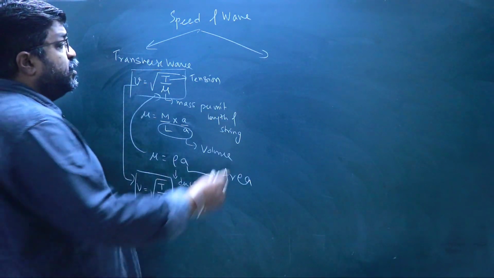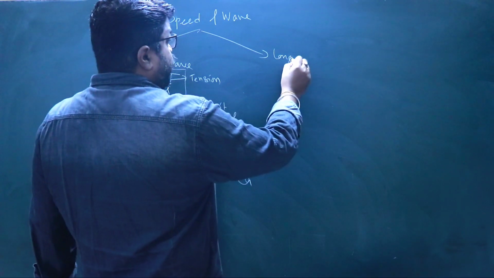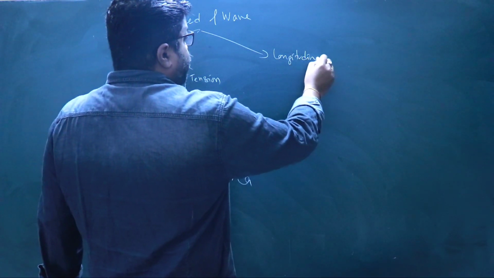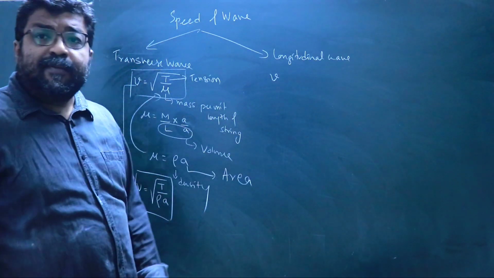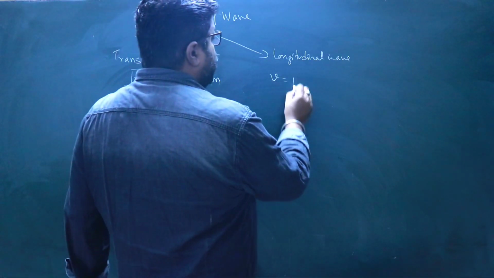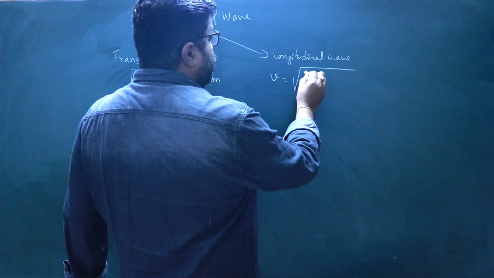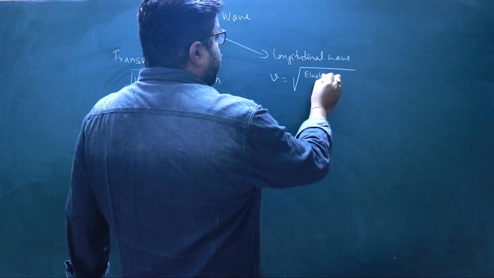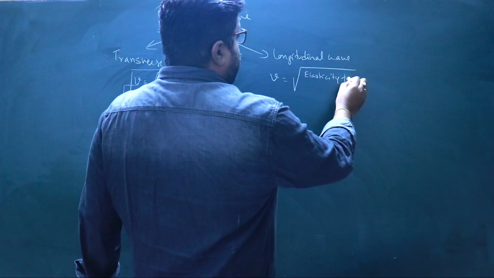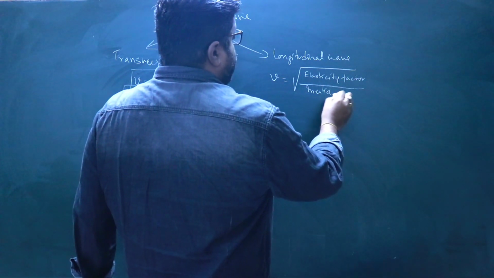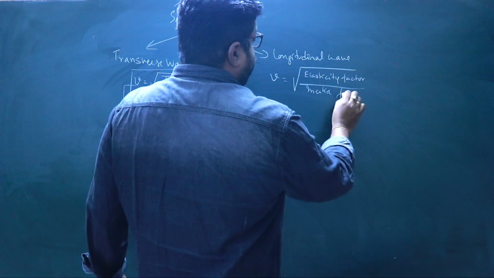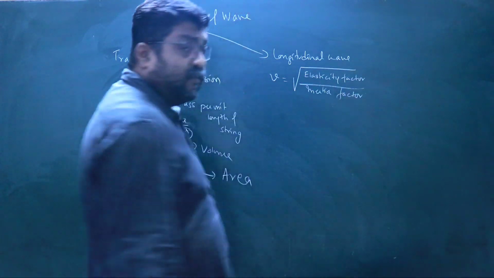Now for a longitudinal wave, the general formula is v equal to square root of elasticity factor divided by inertia factor. This is the general formula.